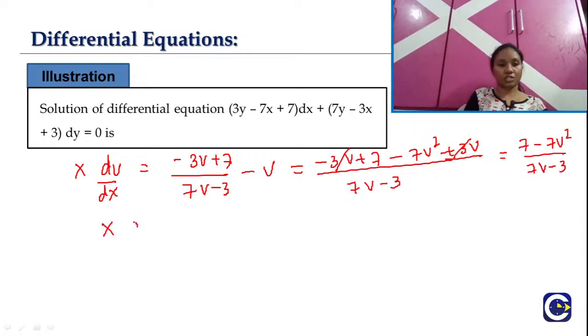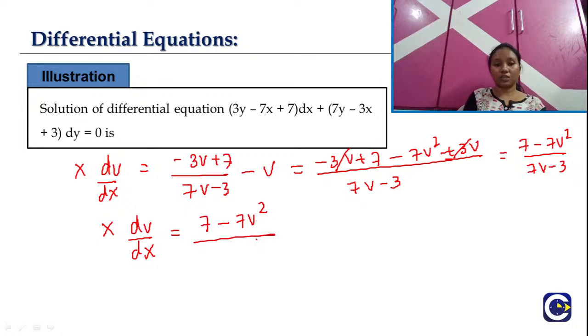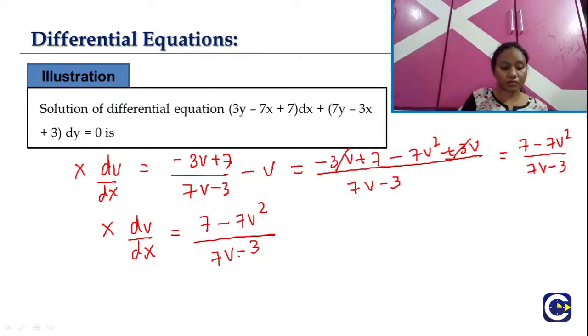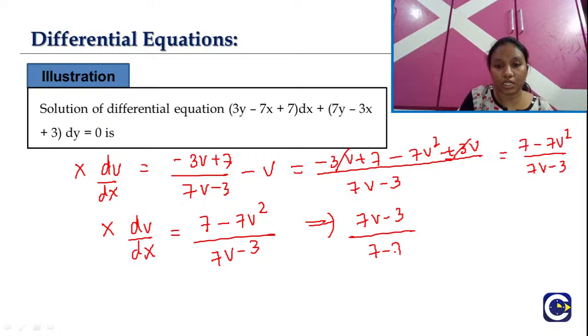So now the expression is x dv by dx equal to (7 − 7v²)/(7v − 3). Now we have to separate the terms. In this particular differential equation, we have two variables, one is x and the other is v. So rewrite the terms: bring all the x terms to the right hand side and all the v terms to the left hand side of the equation. So it becomes (7v − 3)/(7 − 7v²) dv on one side, and dx by x on the other.